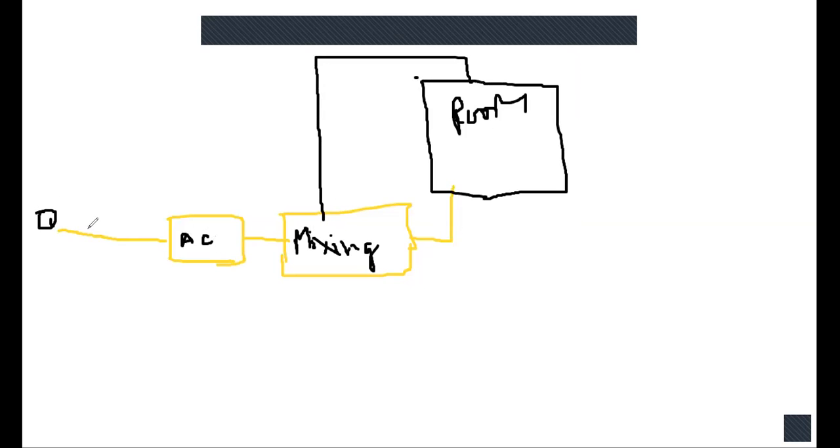This point is 1. Room is always 2 as per our notation, so the air leaving from the room point is also 2. This is 3. This is 4. Okay. This is our AC system.